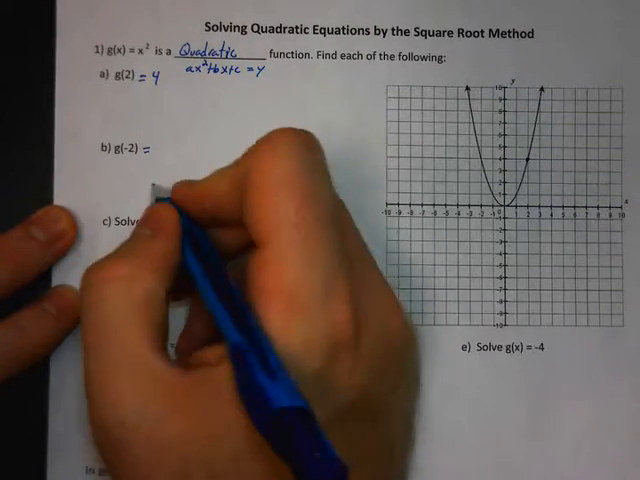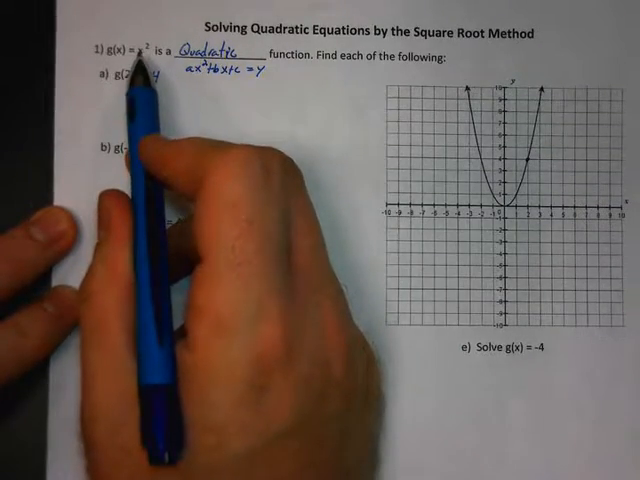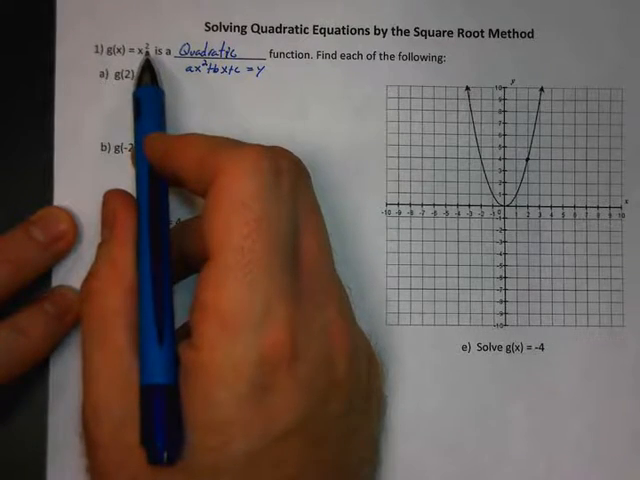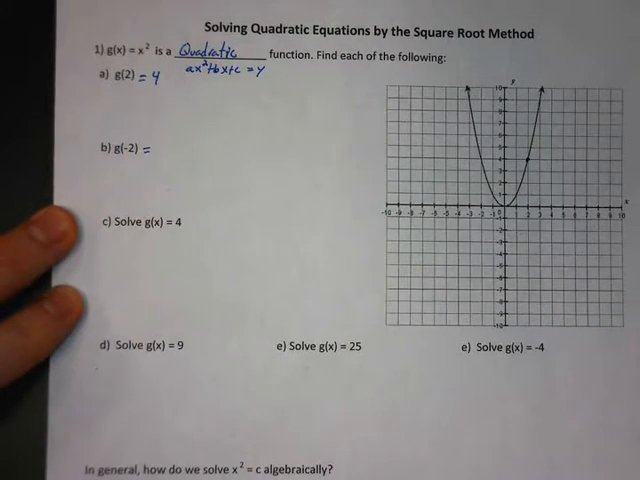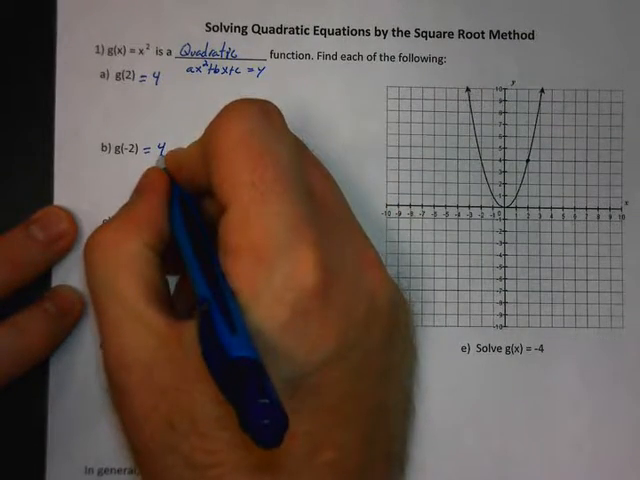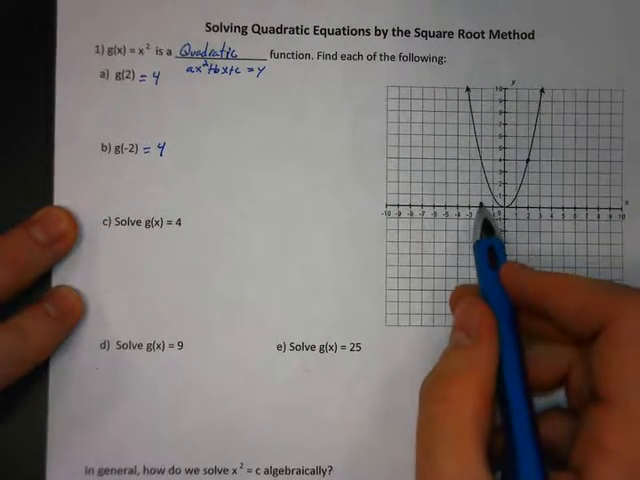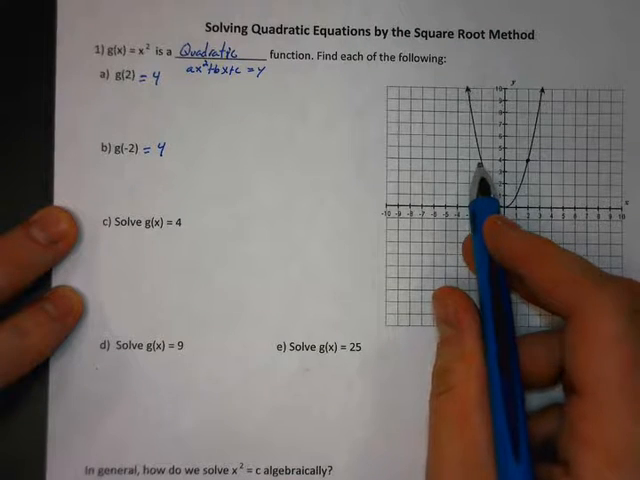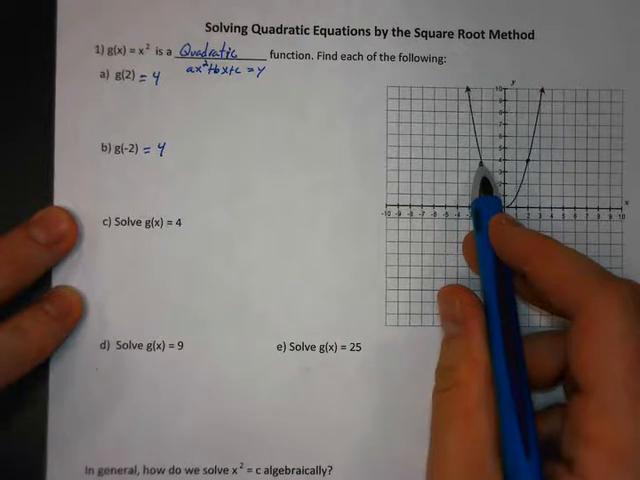Okay, g of negative 2, when you put negative 2 into your function, negative 2 squared means negative 2 times itself, so negative 2 times negative 2, which is, again, positive 4. And we can see on the graph, when x is negative 2, the y value on our graph is 4.